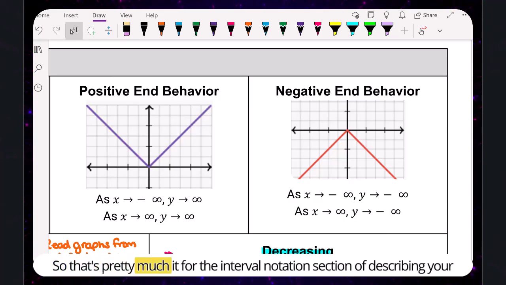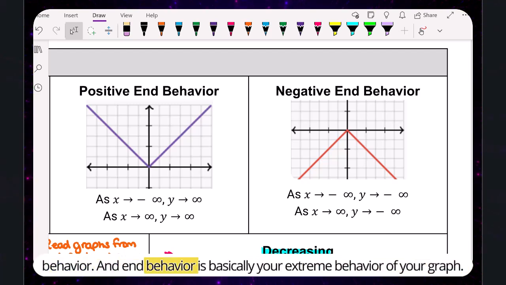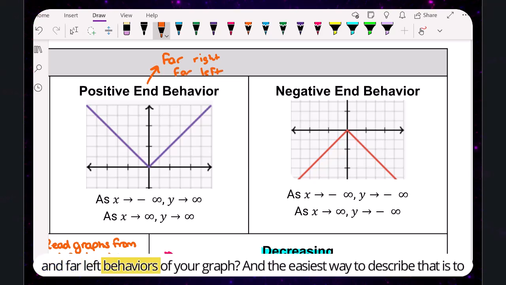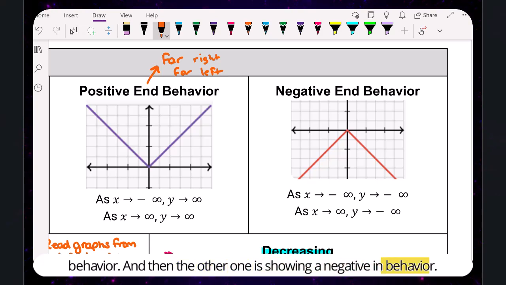So that's pretty much it for the interval notation section of describing your characteristics. Now what we're going to do is talk about something called end behavior. And end behavior is basically the extreme behavior of your graph. What are the far right and far left behaviors of your graph? And the easiest way to describe that is to look at the arrows. So I've got two graphs right here. One shows a positive end behavior, and then the other one is showing a negative end behavior.